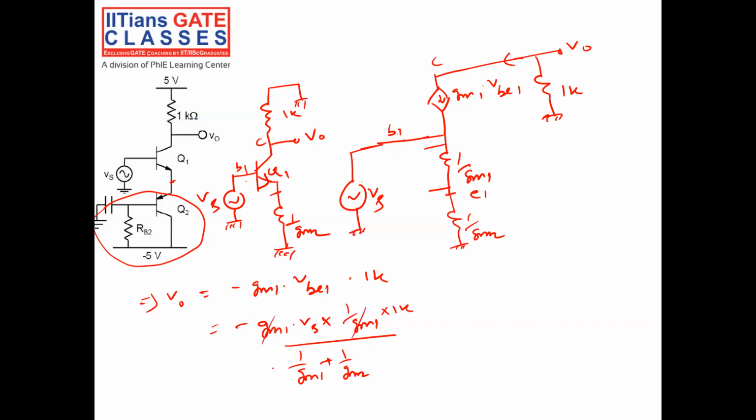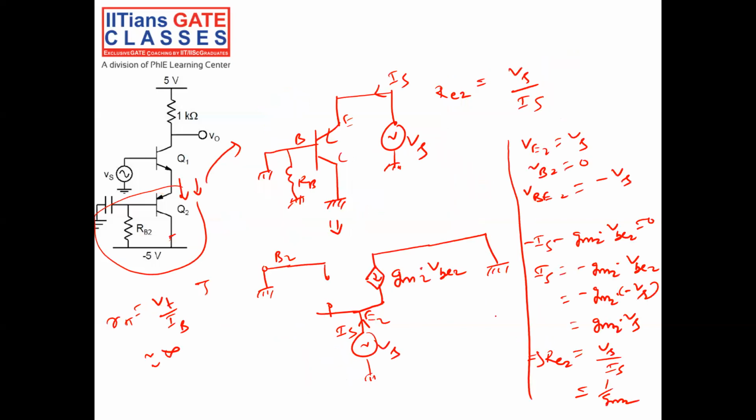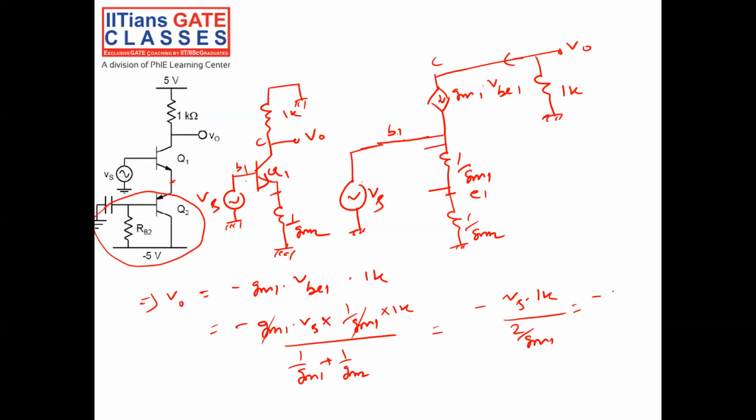So GM1 cancels, and I also know GM1 is equal to GM2. So V0 is equal to minus Vs into 1K divided by 1 by GM1 plus 1 by GM2, which is 2 by GM1, because GM1 is equal to GM2, as we have already seen. So V0 is equal to minus GM1 by 2 into 1K into Vs. The voltage gain is V0 by Vs equal to minus GM1 by 2 into the resistance 1K.